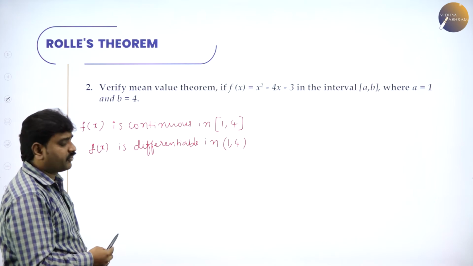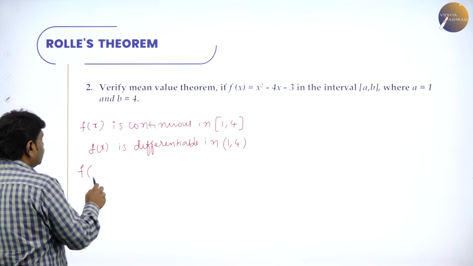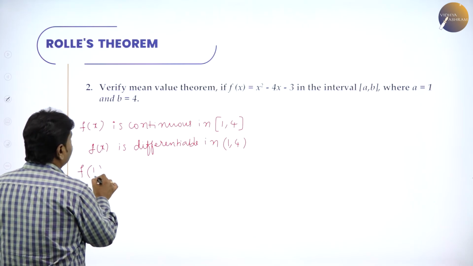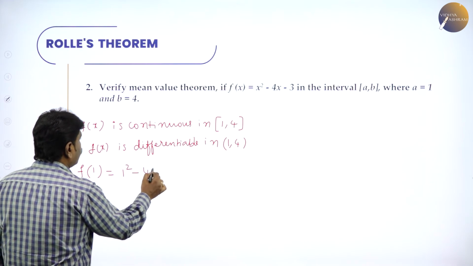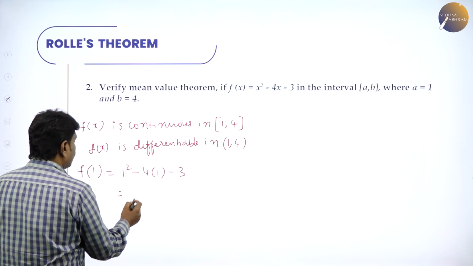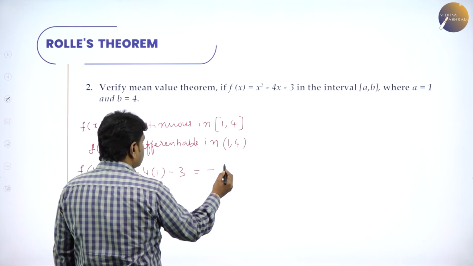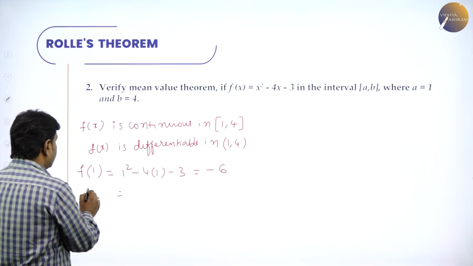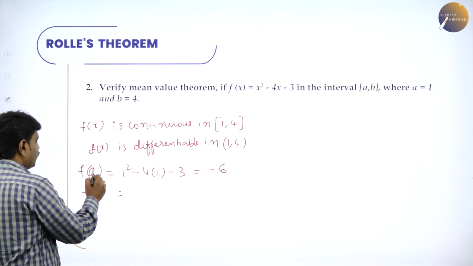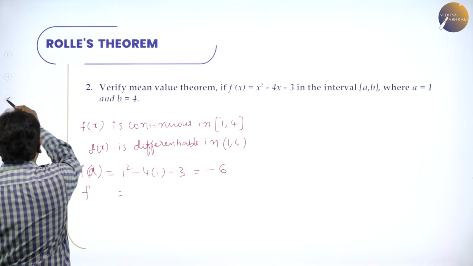Then you should find f of lower limit. F of what? 1. F of 1 means what? 1 square minus 4 into 1 minus 3. That is 1 minus 4 minus 3. 1 minus 4 is minus 3, minus 3 minus 3 is minus 6. And then you should find f of, we call this as what? F of a.